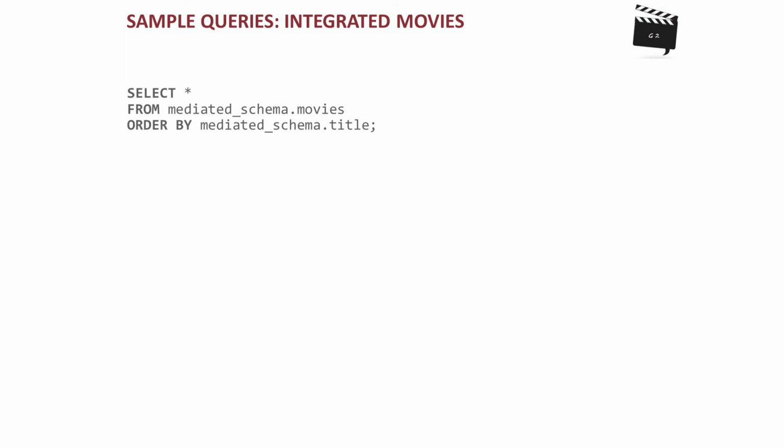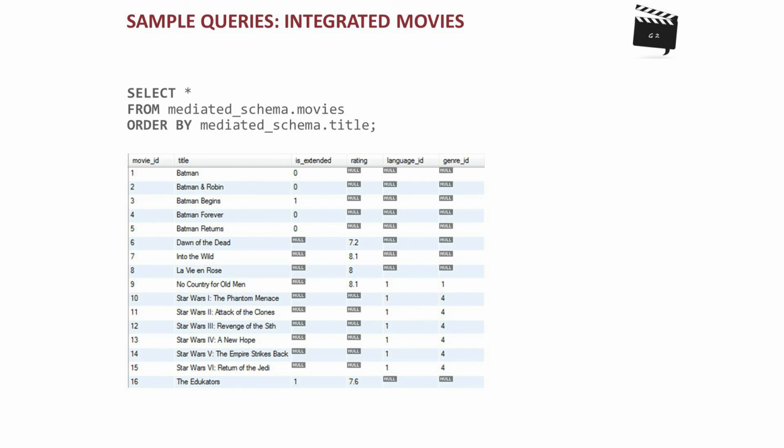To show you evidence of our functioning integrated database, we have prepared a few example queries. In the first, we are selecting all columns from the movies table in the mediated schema and ordering by movie title. You can see the query returns the table's integrated data entries and all its columns, most notably the movies that all 3 companies had previously stored in their databases.